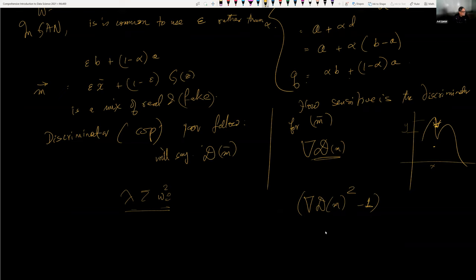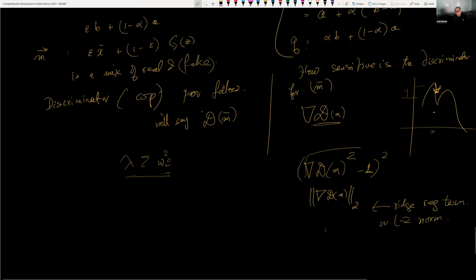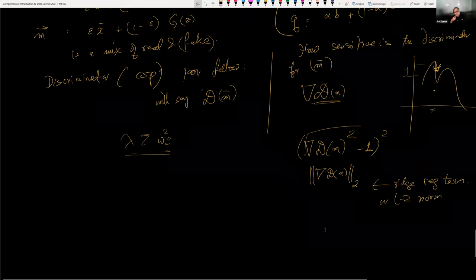So you want to do that and then you square it. And then this is the L2 norm. This is the L2 square root, or simply put, it is the gradient of D of M. People write it with a two. This means the ridge regularization term, or L2 norm. And this goes to the regularization theory that you have learned from me. This is it. So what you do is this is your penalty term.